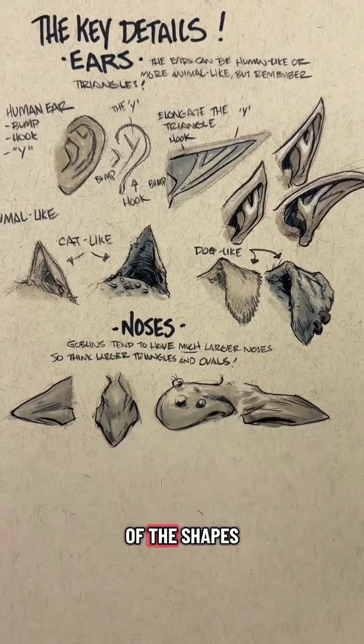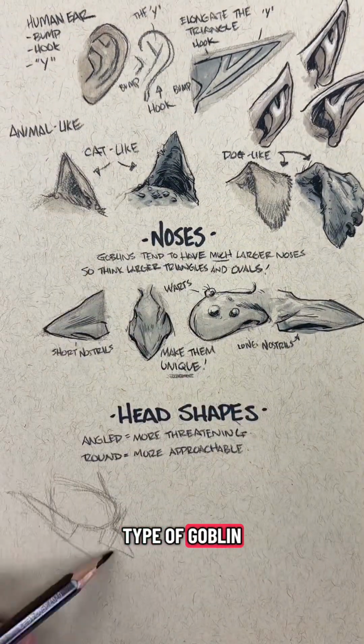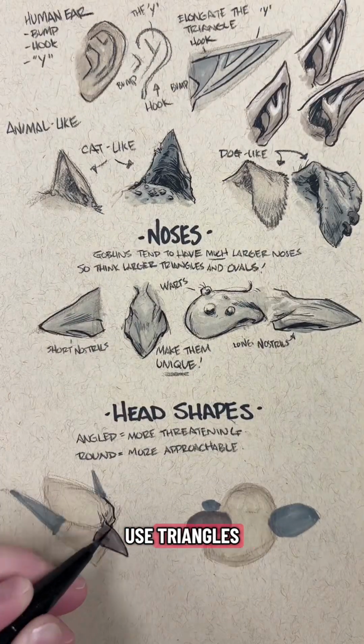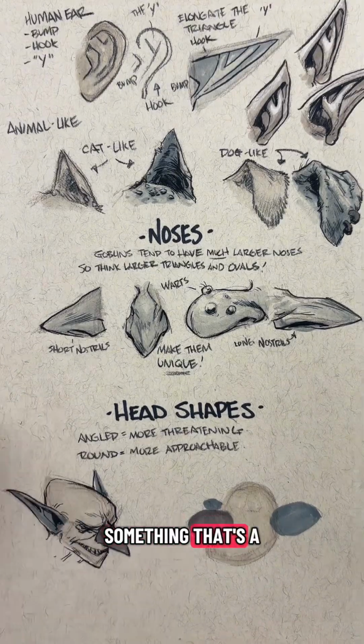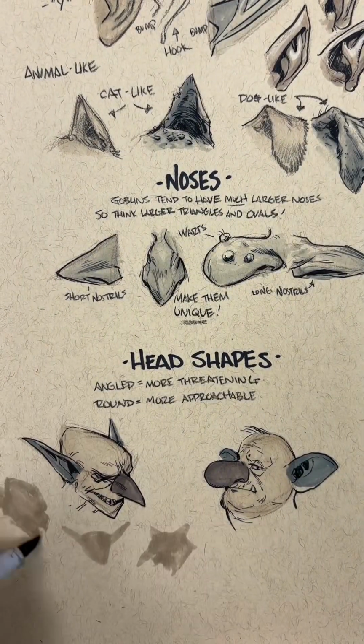But speaking of the shapes of those noses, the head shapes are also really important depending on the type of goblin that you're going to make. If you want one that's more intimidating, use sharp angles, use triangles, things like that. If you want something a little more approachable, use softer shapes, use ovals and circles. So let's move on to the hands.